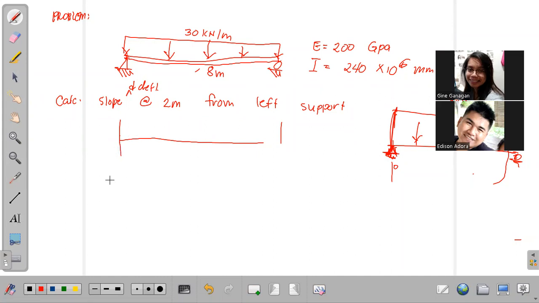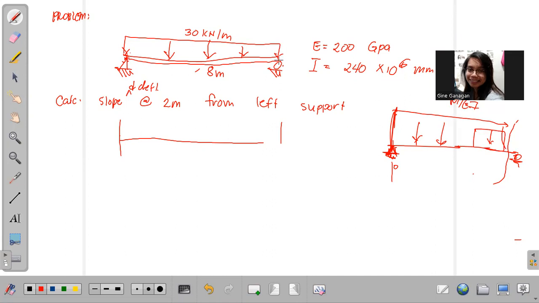Clear yun, ha? Sa example natin, at x is equal to 0, ang deflection natin 0 kasi naka-hinge. At x is equal to 8, ang deflection natin 0 kasi meron tayong support na roller. After evaluating yung values ng constant natin, we have to substitute the values in our expression to determine our slope and deflection. Yan yung steps for solving equations, slope and deflection using double integration method.